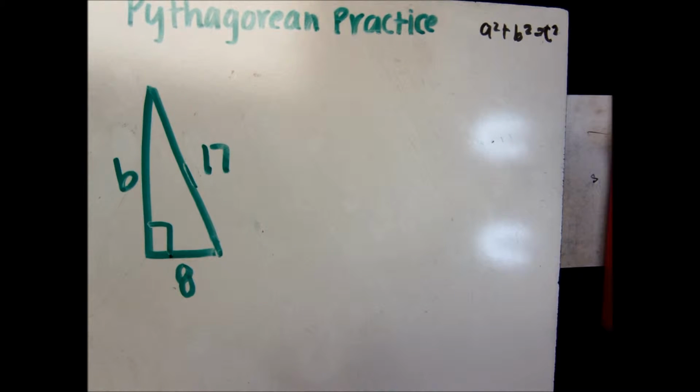Here's the problem to try on your own, but there's a twist. You have the c and the a, but you don't have the b, so you need to solve for b.